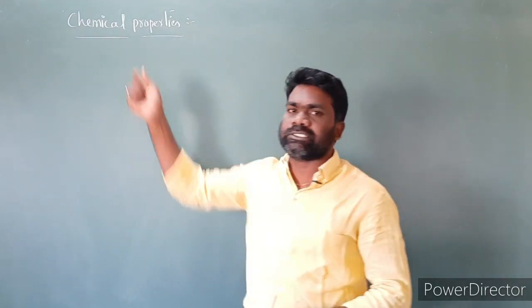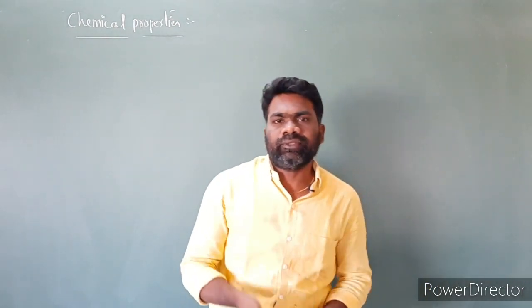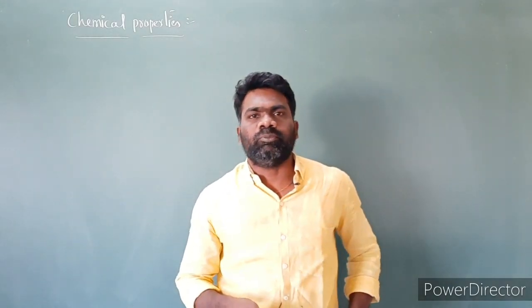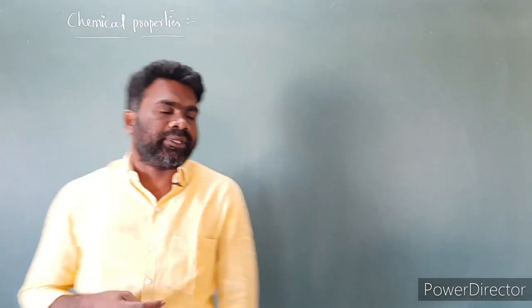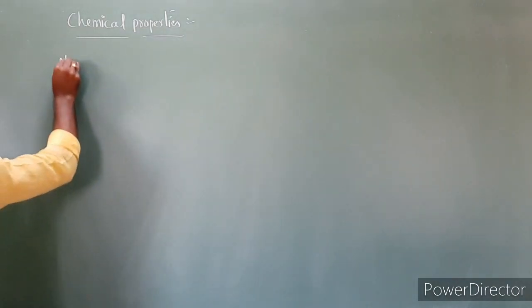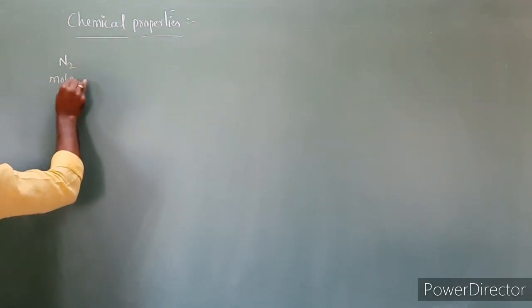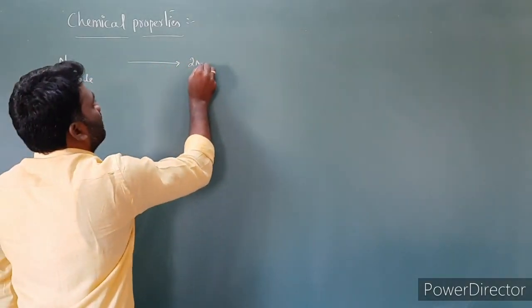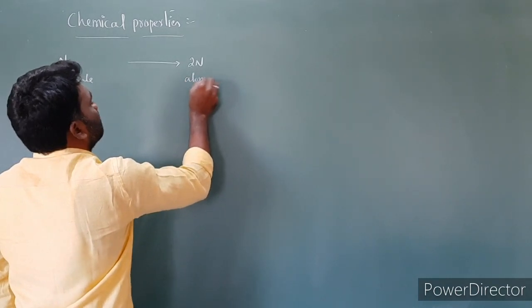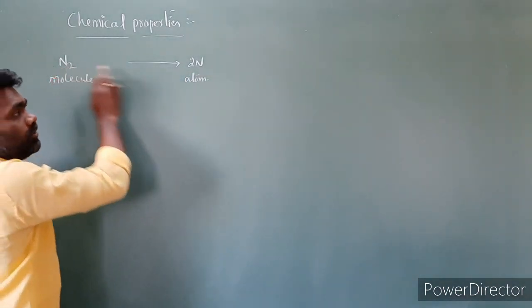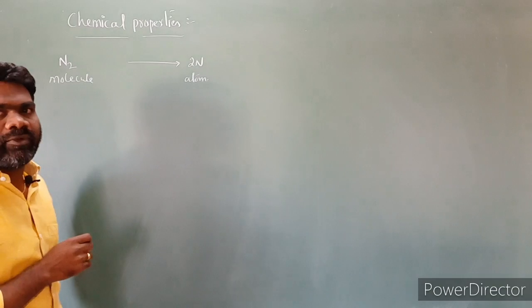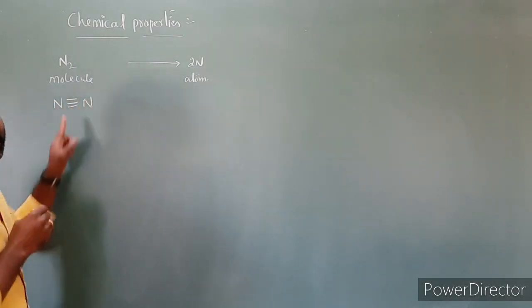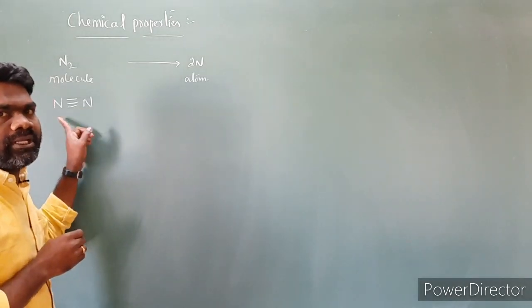Next, chemical properties of dinitrogen. Dinitrogen is chemically inert at room temperature because of its high bond dissociation enthalpy. So first let us take the N2 molecule. Converting the molecule into nitrogen atoms requires high energy, because between the two nitrogen atoms there is a triple bond.